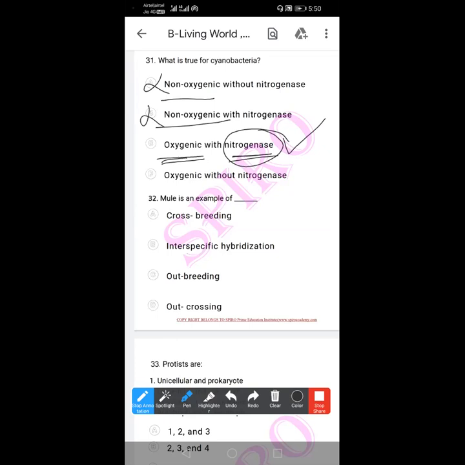Because the nitrogenase enzyme helps in nitrogen fixation. Most of the cyanobacteria, Nostoc, Anabaena, fix the atmospheric nitrogen with the help of the enzyme called nitrogenase. So cyanobacteria are oxygenic with nitrogenase. That is the correct option.